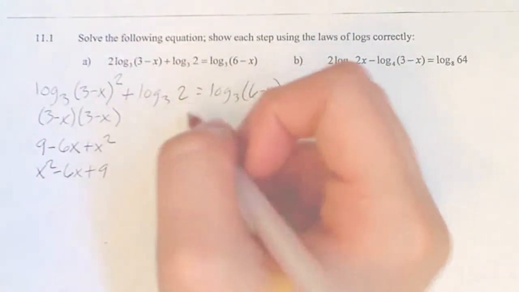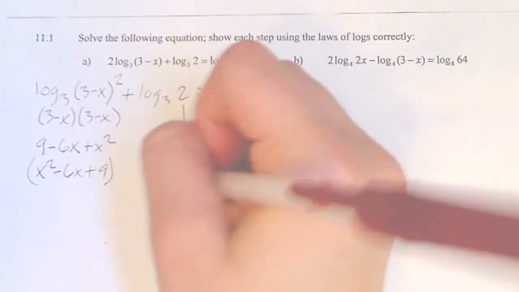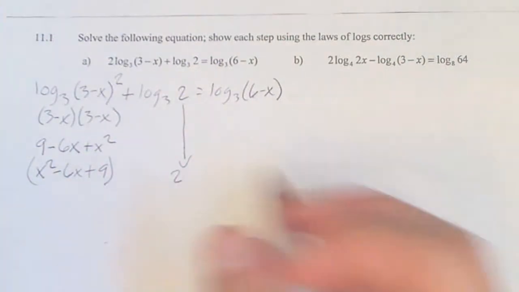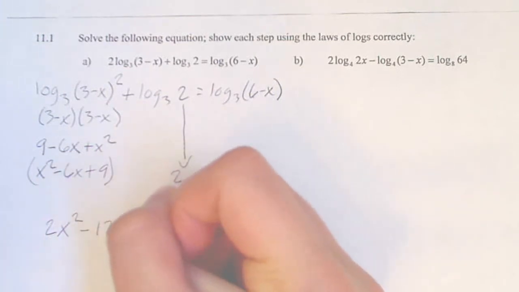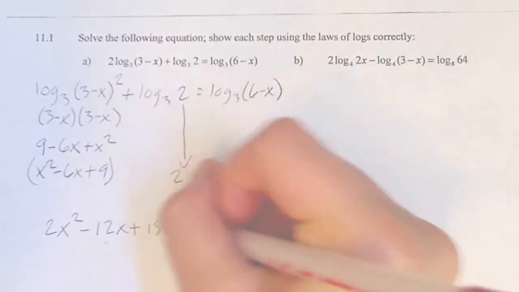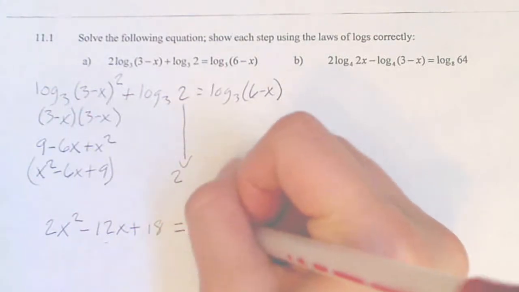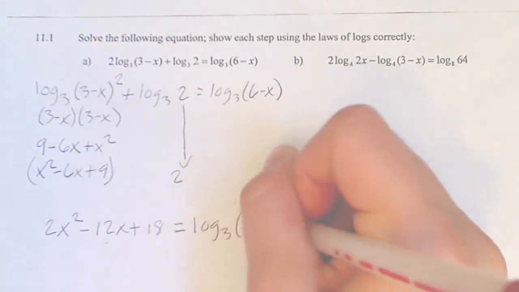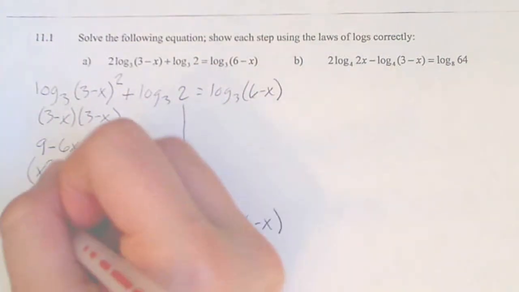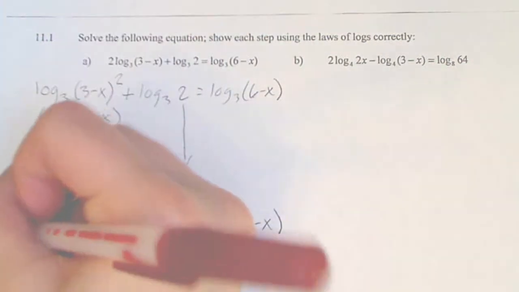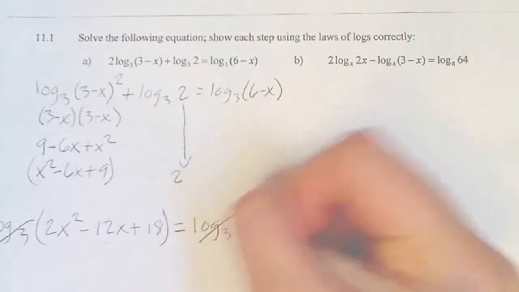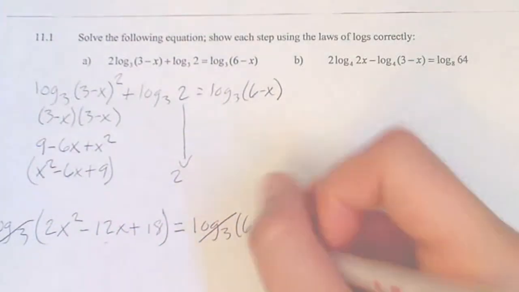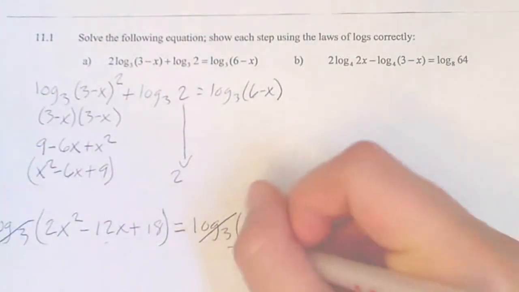And then we're multiplying, so we multiply this by this 2. So then you get 2x squared minus 12x plus 18 equals this other side, log base 3, 6 minus x. And there's still log base 3 that comes down with this right here. Since there's a log base 3 on both sides, you can cancel them. And then you're just going to add this x to the other side and subtract this 6.